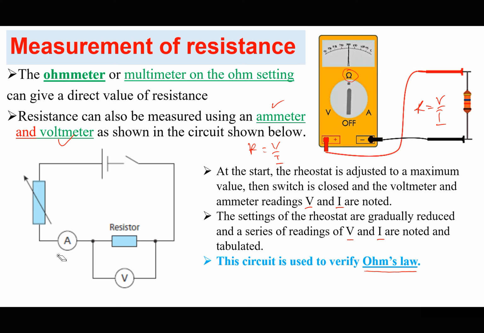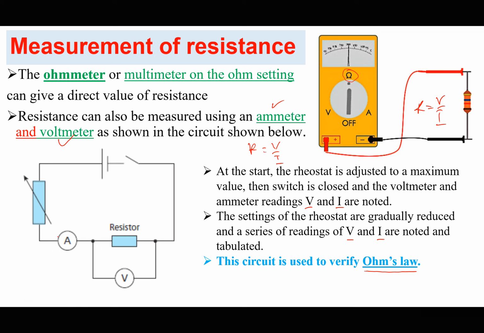So one, I've said we could measure the resistance using an ohm meter directly. We could measure the resistance using a multimeter on the ohm setting directly. However, in the absence of those two, we could measure the resistance using a circuit like this one, where we have a voltmeter connected across the device whose resistance is required, and we have the ammeter in series with the circuit.